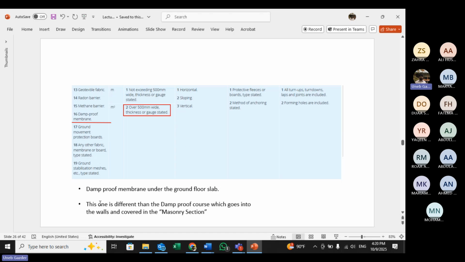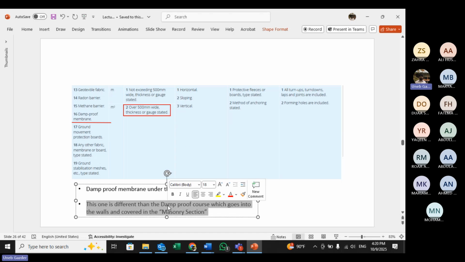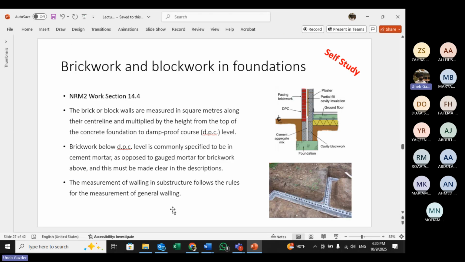As I mentioned, there's another one which is done under the wall, which is called damp proof course. Course means a layer. You will not see damp proof course in this section. This section is for the groundwork, so you will see the damp proof course under the masonry section. The purpose is the same, but the sections are different.